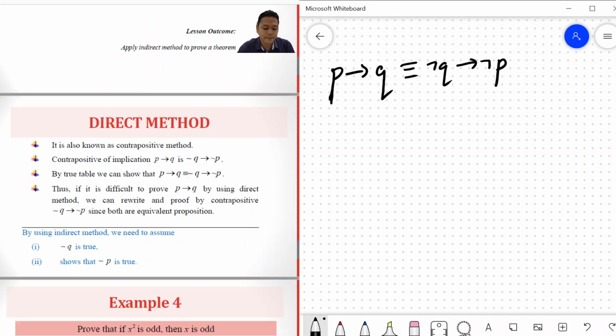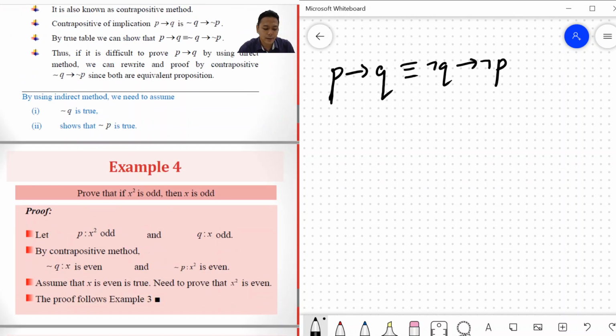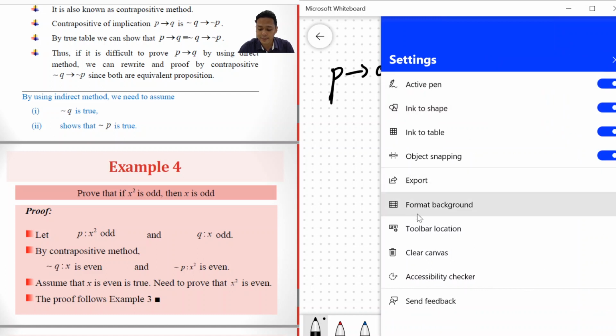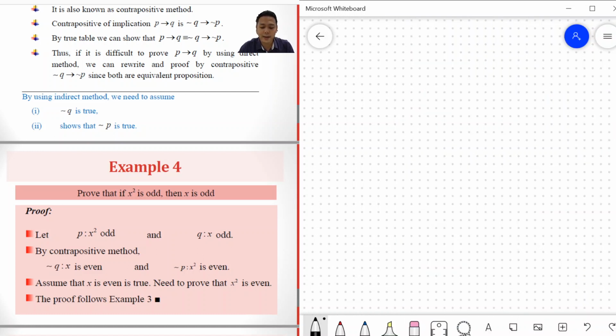Why some statement cannot use direct method? This is one good example. I start first with why direct method sometimes fail. Okay, this statement, I need to prove: if x squared is odd, then x is odd.